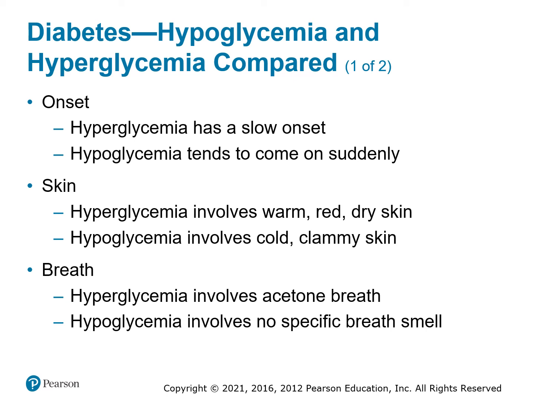Hyperglycemia has slow onset, eating and drinking, eating and drinking. Their skin is going to be warm, red, dry. Think of them as being sticky and dehydrated. They may also be sweating off some of that sugar, trying to get rid of it as much as they can.